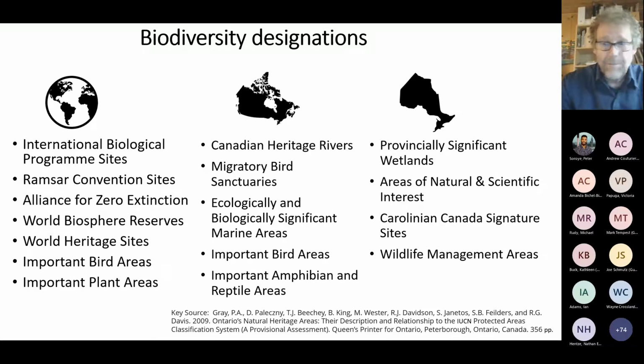Now, key biodiversity areas are part of this group. They're inspired by the success of important bird areas and will eventually incorporate several of these designations. So we have one biodiversity designation brand that includes all the key sites that need attention if we're going to stop the loss of nature.